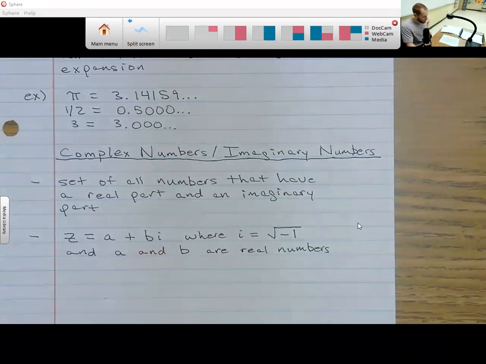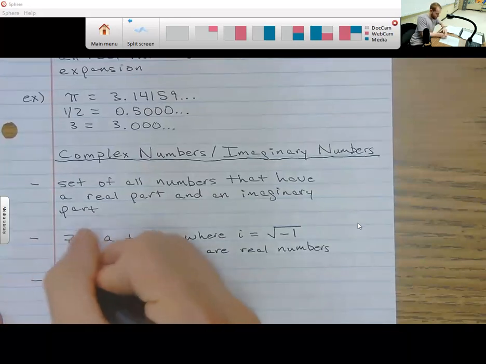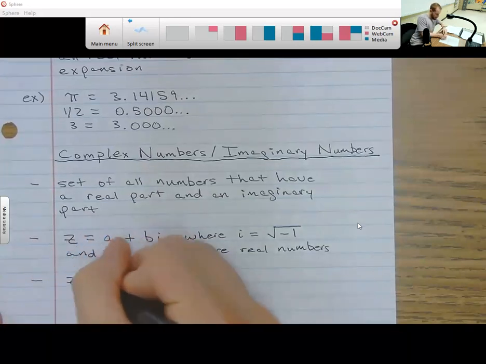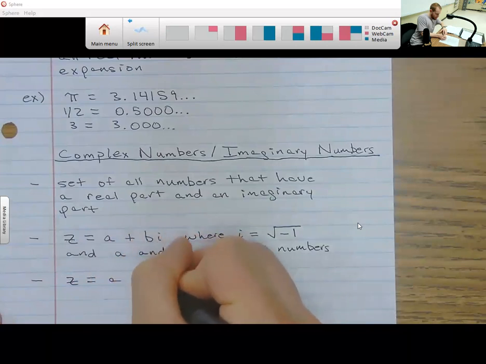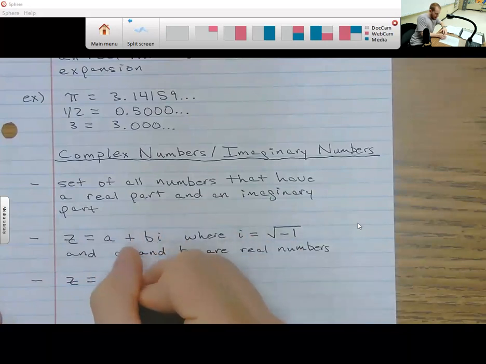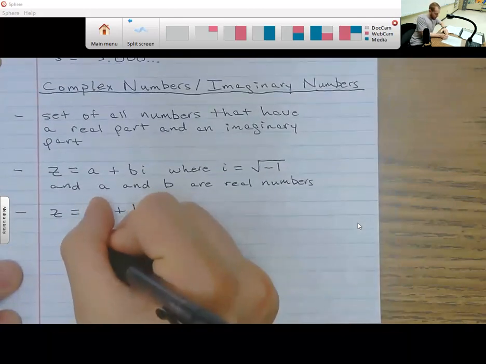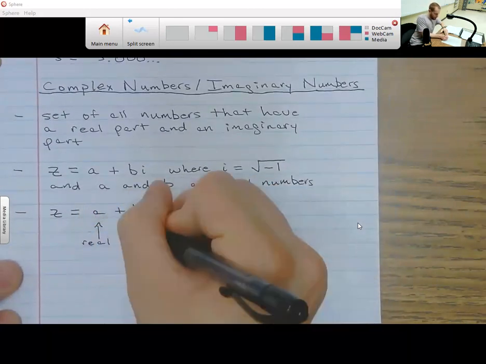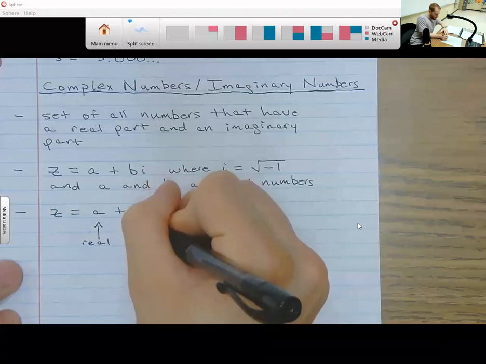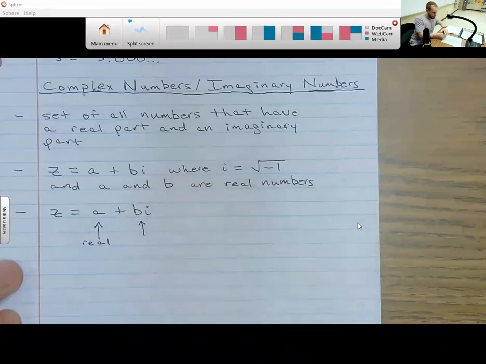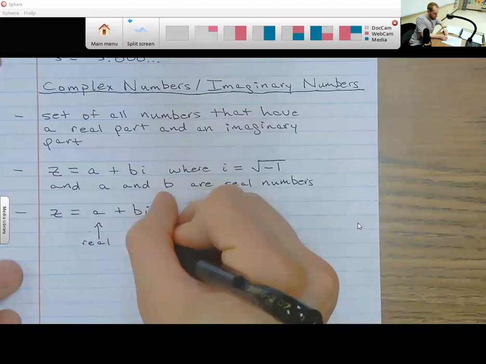But basically, the real part is going to be the a, and the imaginary part is going to be the bi. So let me write that down. z equals a plus bi. The a is going to be the real part. So the a is going to be the real part, like I said, but the bi is going to be the imaginary part.